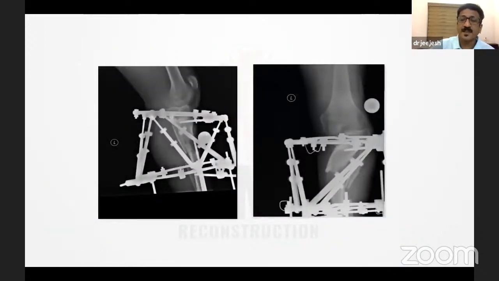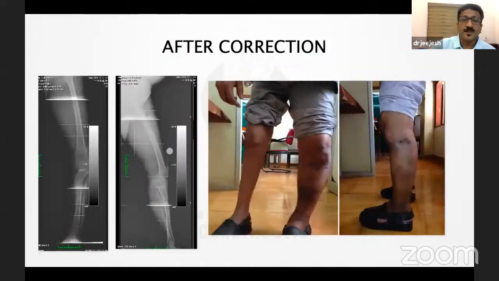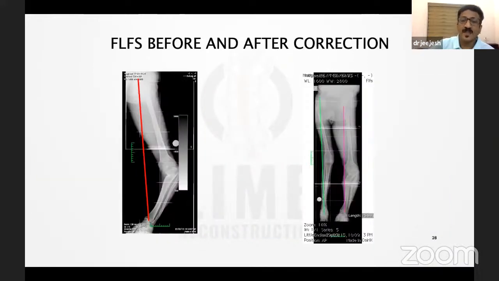So this was corrected here, but there was another problem occurring, which I expected. Severe pain occurred because of the stretching of the skin, because of the severe protuberance. So I stopped at that level, and then I told the patient we would do the residual deformity correction at a later stage. This was the clinical picture after the removal of the first stage. You can see the full length X-ray. There's a residual deformity and the mechanical axis deviation, you can see here.